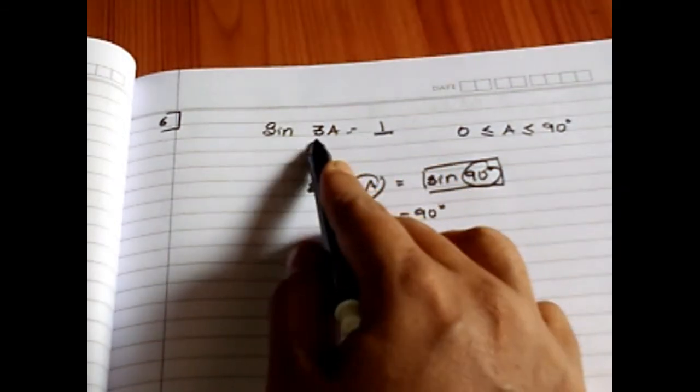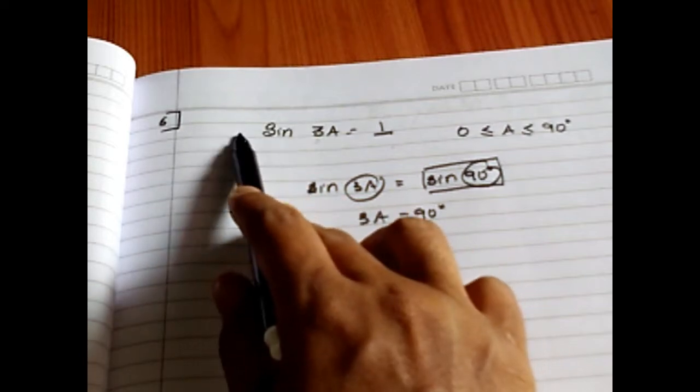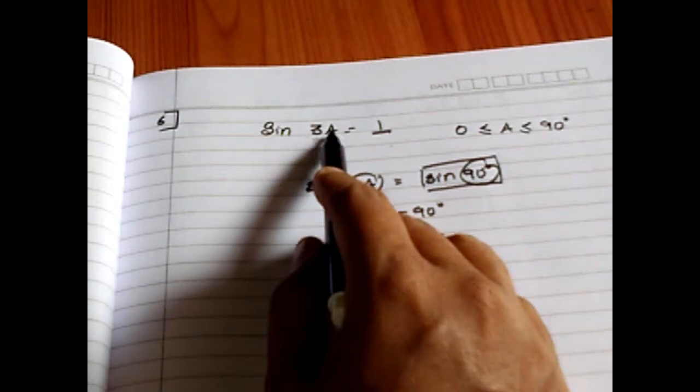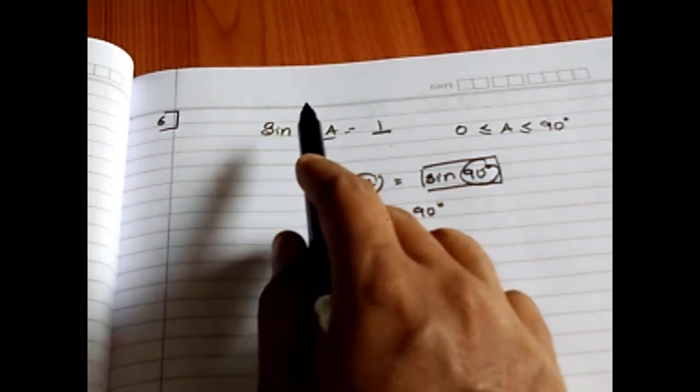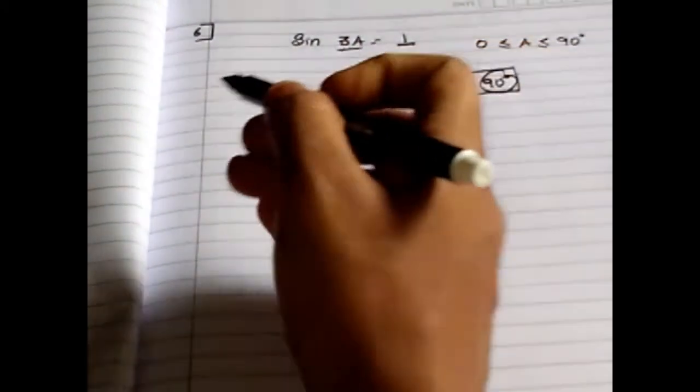You cannot write it as 1 by 3A, children. If the value is behind or before sine, we can do the simplification. But sin 3A is related to the angle. Hence you cannot simplify it in any other way. Now I got the value of A as equal to 30 degree.